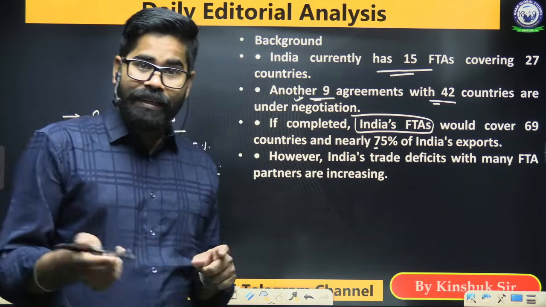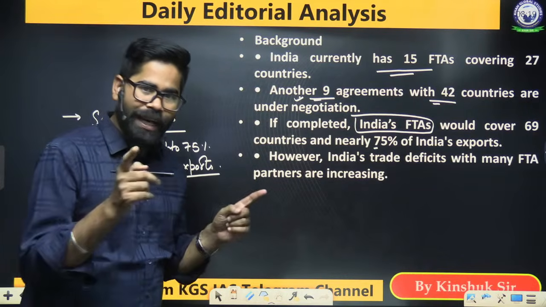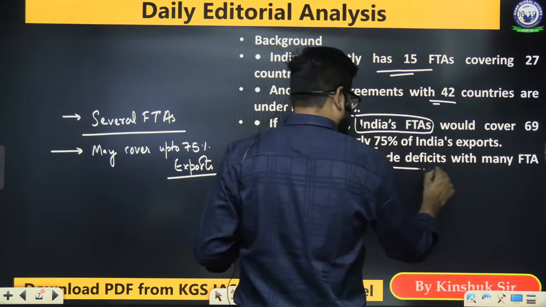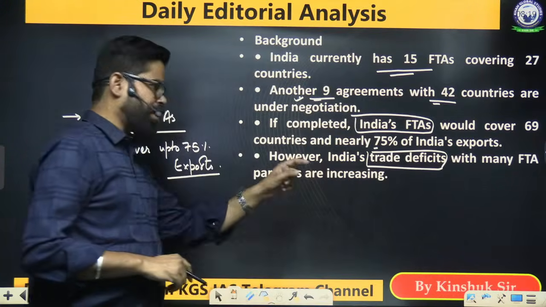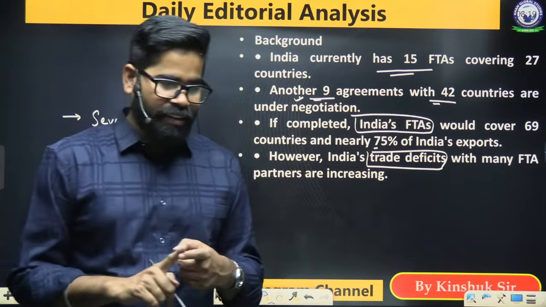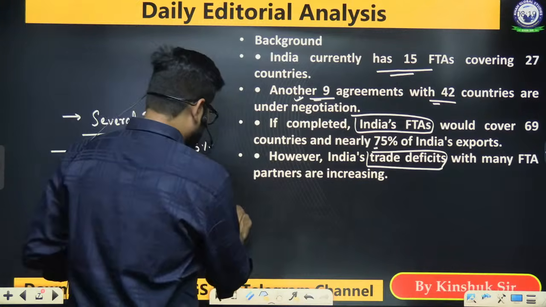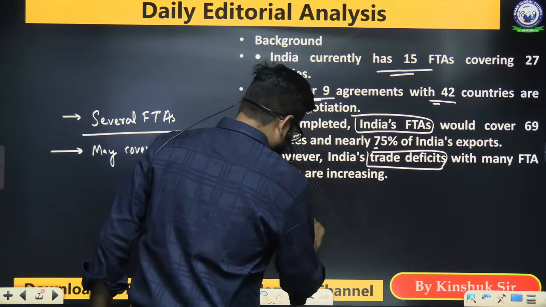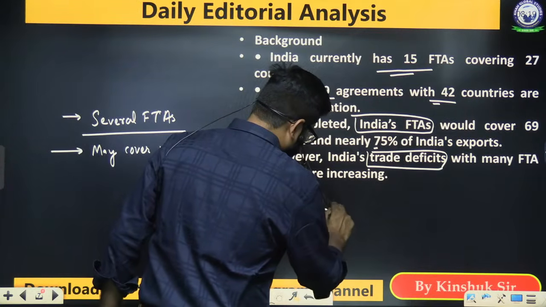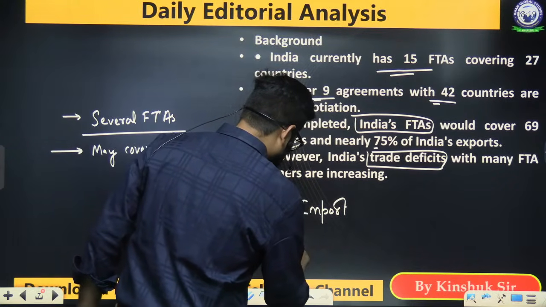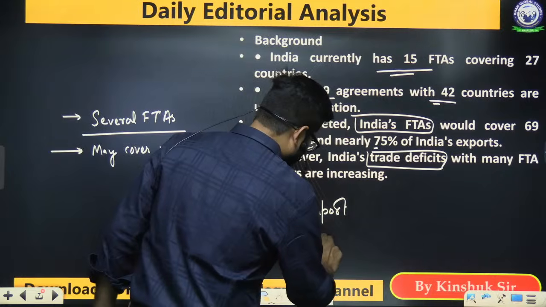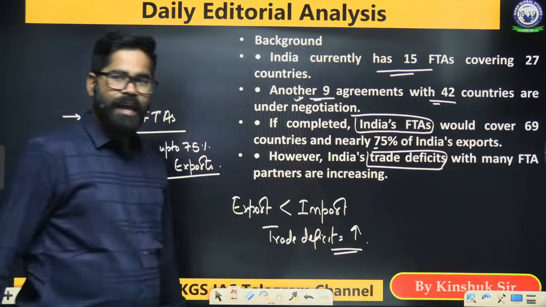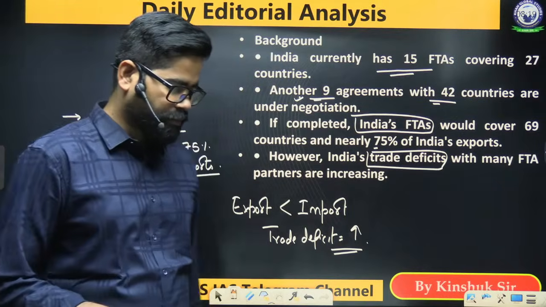Okay. But despite this arrangement, despite having all these things, what we see is that our trade deficit with many of the FTA partners is increasing. It means our export is less as compared to import. Our trade deficit is increasing.